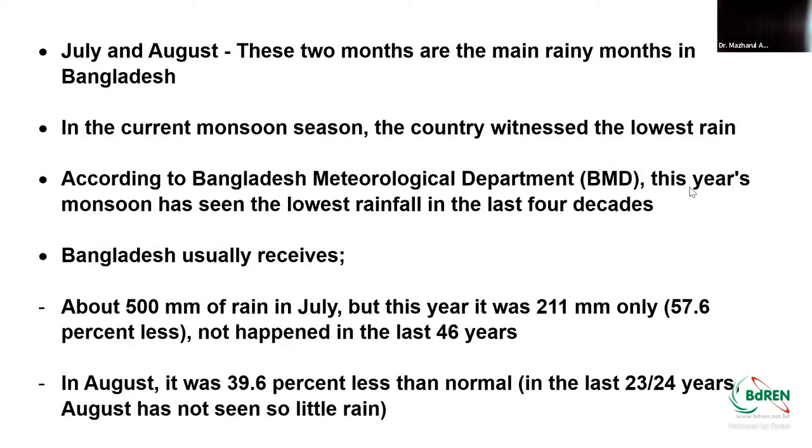July and August, these 2 months are the main rainy months in Bangladesh. In the current monsoon season, the country witnessed the lowest rain. According to Bangladesh Meteorological Department, this year's monsoon has seen the lowest rainfall in the last 4 decades. Bangladesh usually receives about 500 millimeter rain in July, but this year it was 211 millimeter only. That is 57.6% less, not happened in the last 46 years.